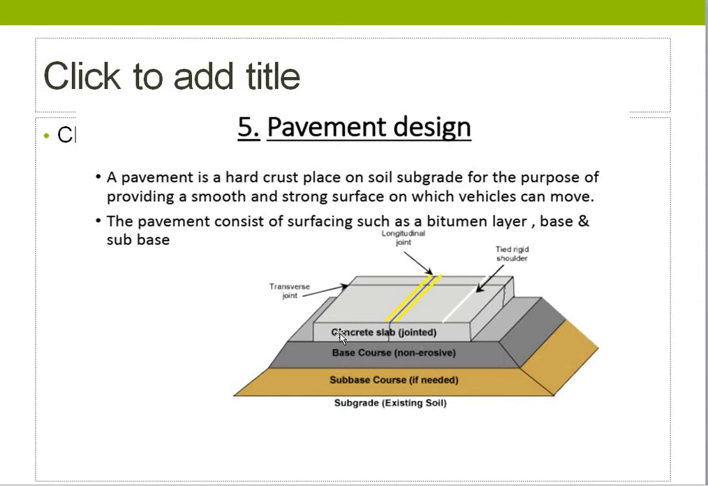Usually the top surfacing may be tar or bituminous or concrete, and all these layers of the pavement are actually supported on soil, which is called subgrade in this case. This subgrade provides a strong and smooth surface on which vehicles can safely move.